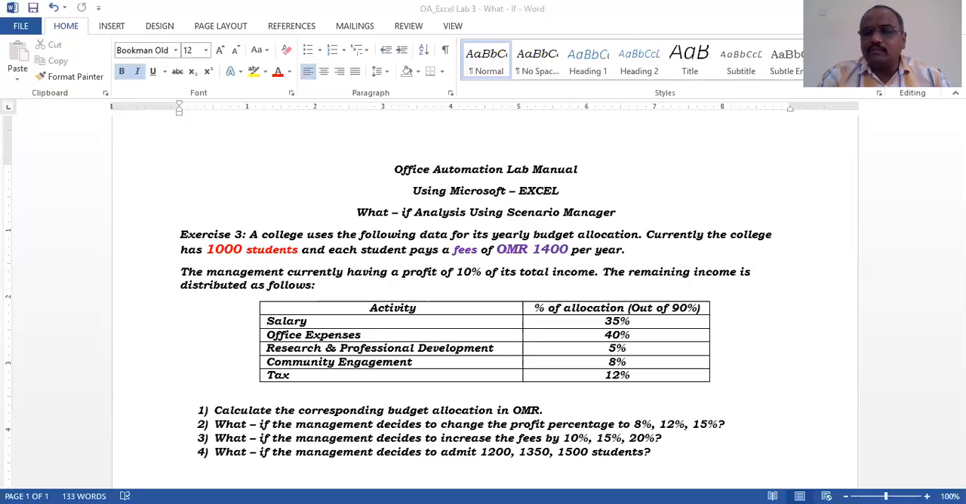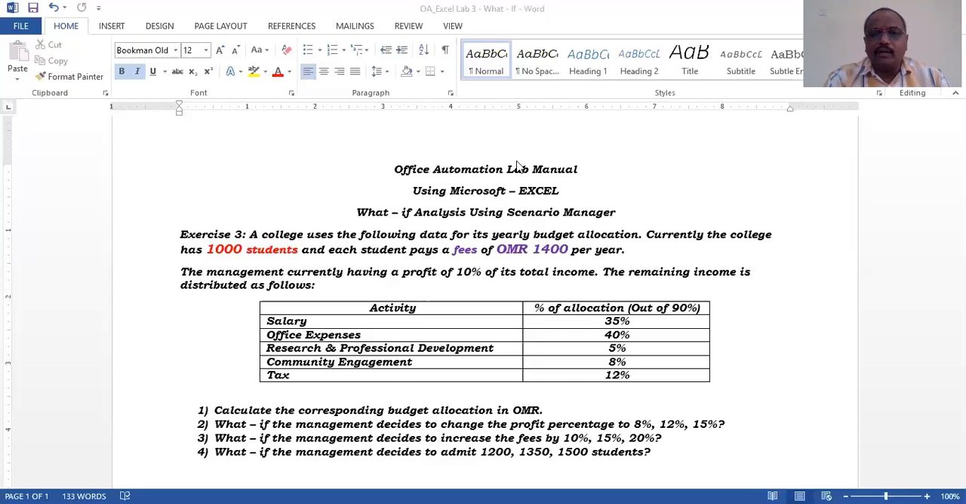The third: what if the management decides to admit 1200, 1350, 1500 students? Currently we have 1000 students. The college has admitted only 1000 students. If they are planning to increase this number from 1000 to 1200 or 1350 or 1500, how is it going to affect the other areas? So this is what we are going to discuss in what if analysis in today's class.